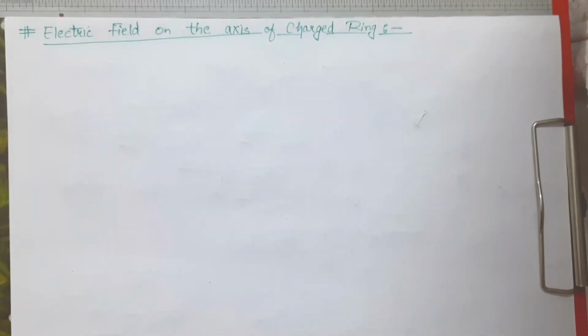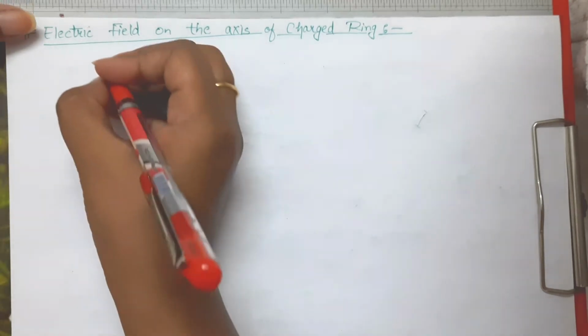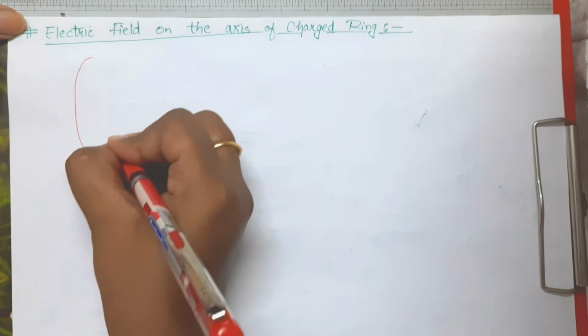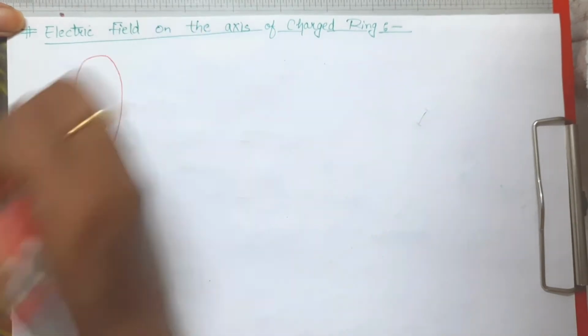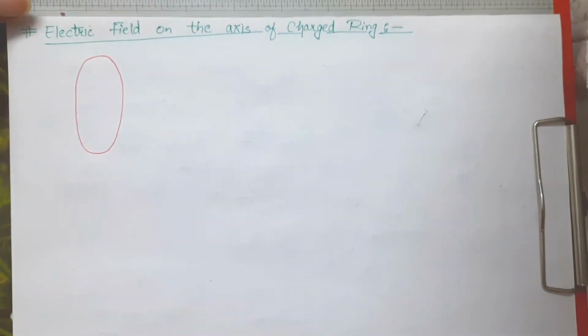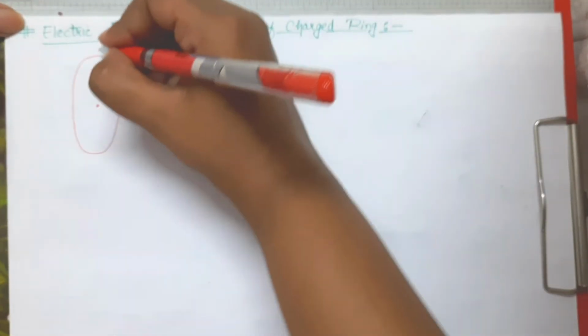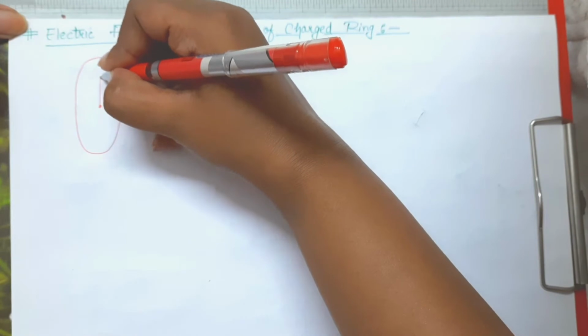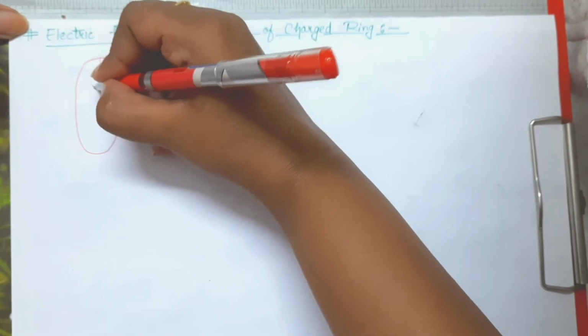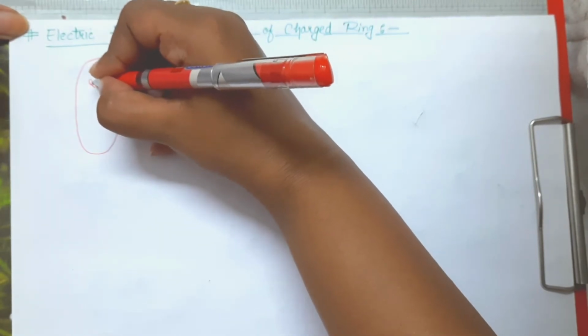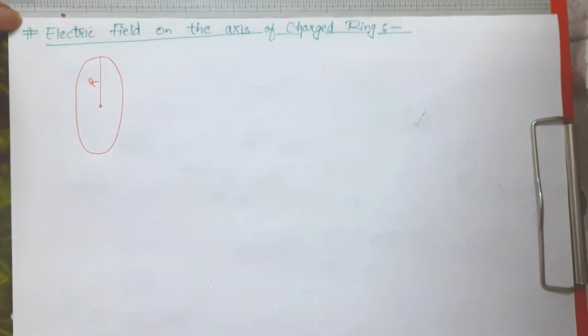So today in this video we are going to discuss the topic of electric field on the axis of a charged ring. So first of all, suppose we have this charged ring, okay? This is the center, and we have radius as capital R. Capital R is the radius of this ring.